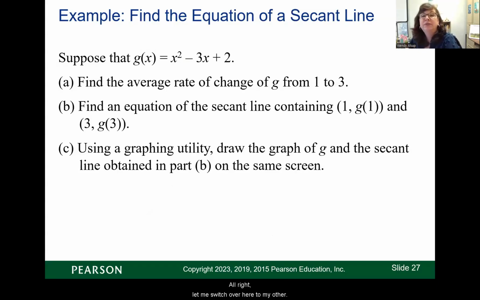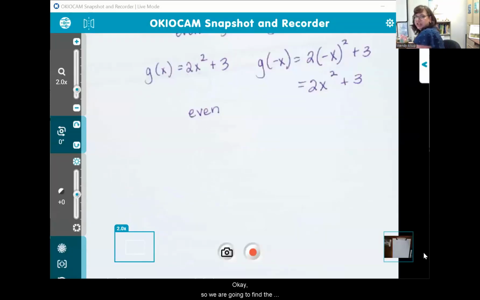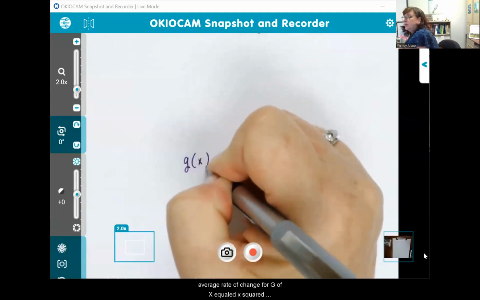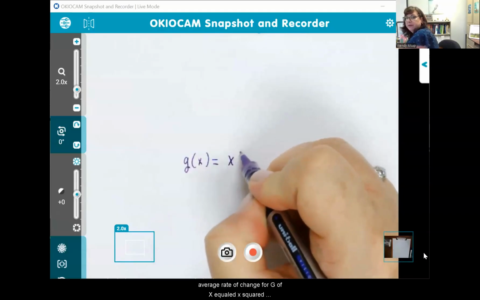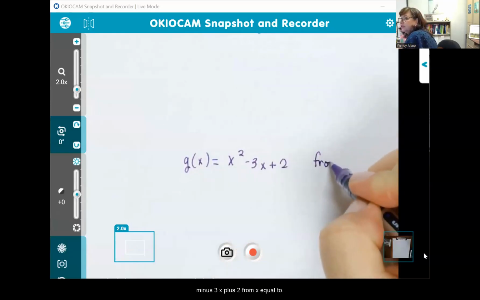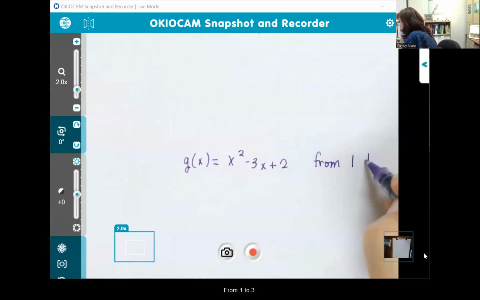All right, let me switch over here to my other screen. Let me stop sharing this, turn this back on, and now let me share that. Here we are. Okay, so we are going to find the average rate of change for g of x equals x squared minus 3x plus 2 from x equals 1 to 3.